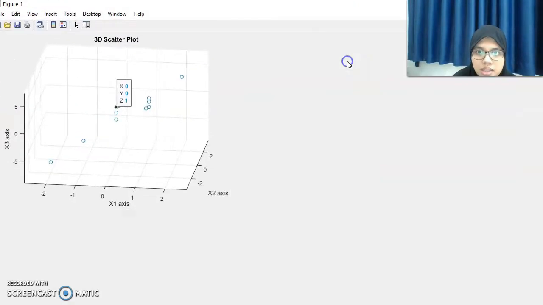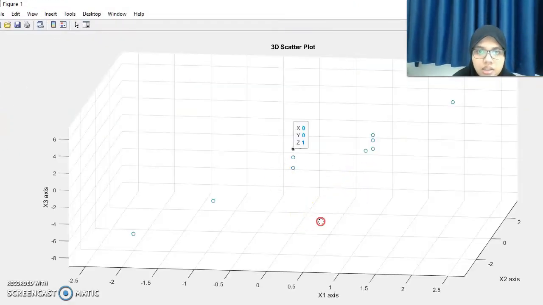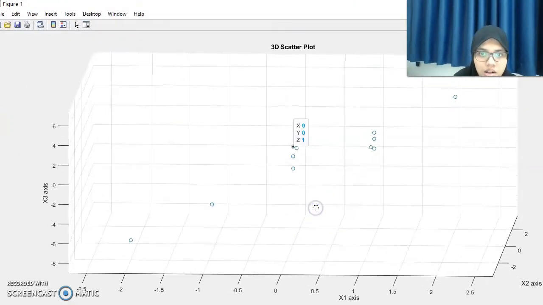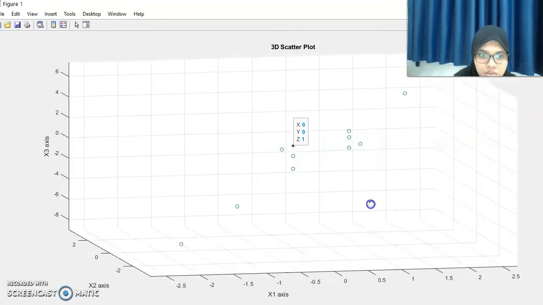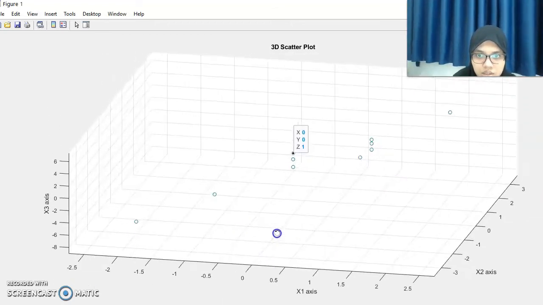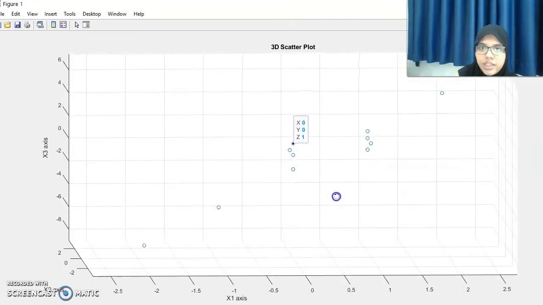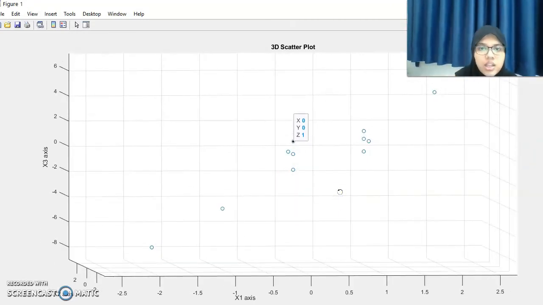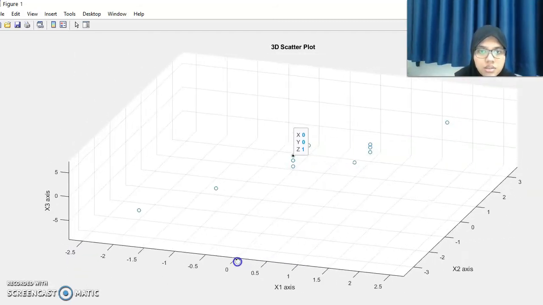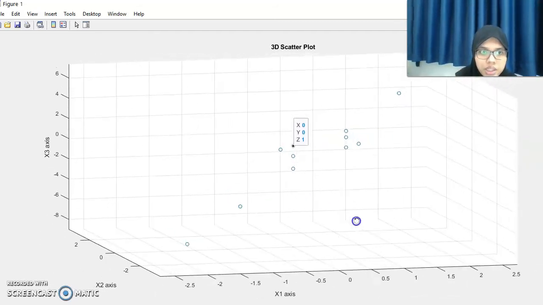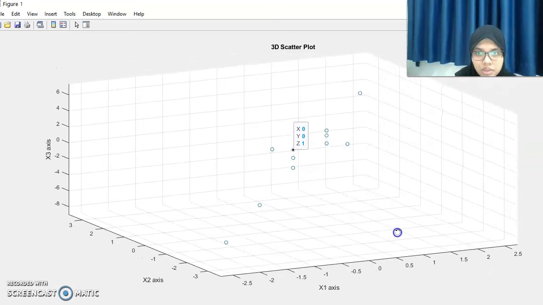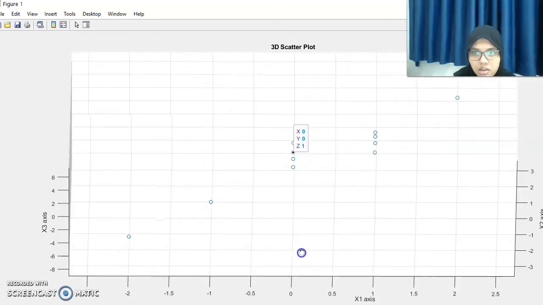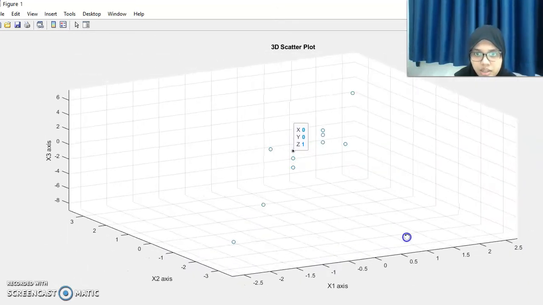Here we can see the graph. Since it is in 3D, which has 3 axes, x, y, z, we can see that no matter which direction we choose to view it from, we will still be able to see it clearly.